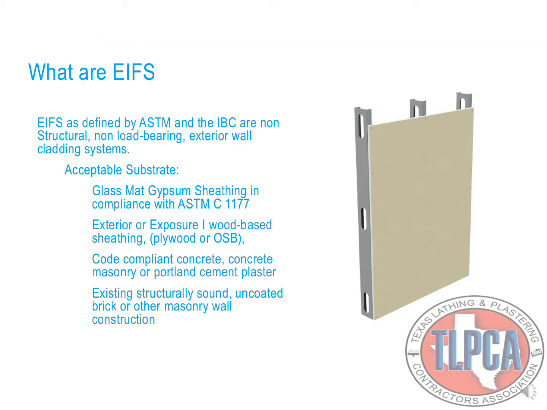What are EIFS? EIFS is defined by ASTM and the IBC as non-structural, non-load bearing exterior wall cladding systems. Acceptable substrates: glass mat gypsum sheathing in compliance with ASTM C1177, exterior or Exposure 1 wood-based sheathing, plywood or OSB, code compliant concrete masonry or Portland cement plaster, and existing structurally sound uncoated brick or other wall masonry construction.